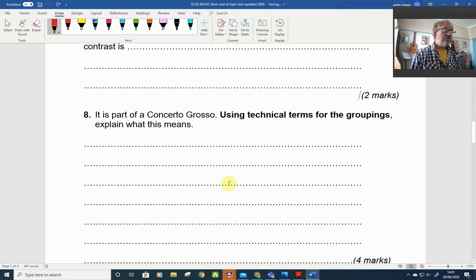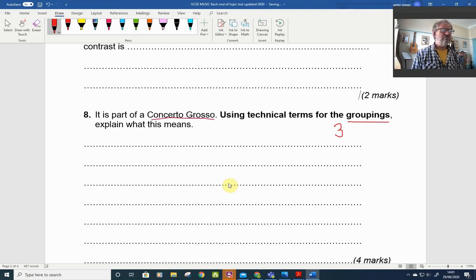It's part of Concerto Grosso. Now, Concerto Grosso is a concerto for a group of players, okay? But I want you to unpick that. So I've given you the answer really there, but explain what it means by looking at all the different groupings involved. And there are more than 1 grouping. In fact, I'm going to help you out here and say there are 3 groupings that we should be looking at, 3 groupings in a Concerto Grosso.